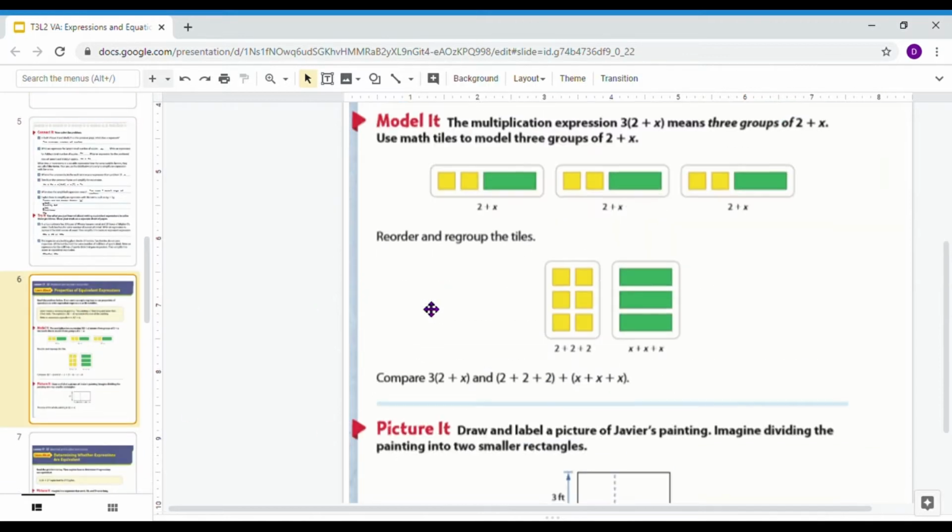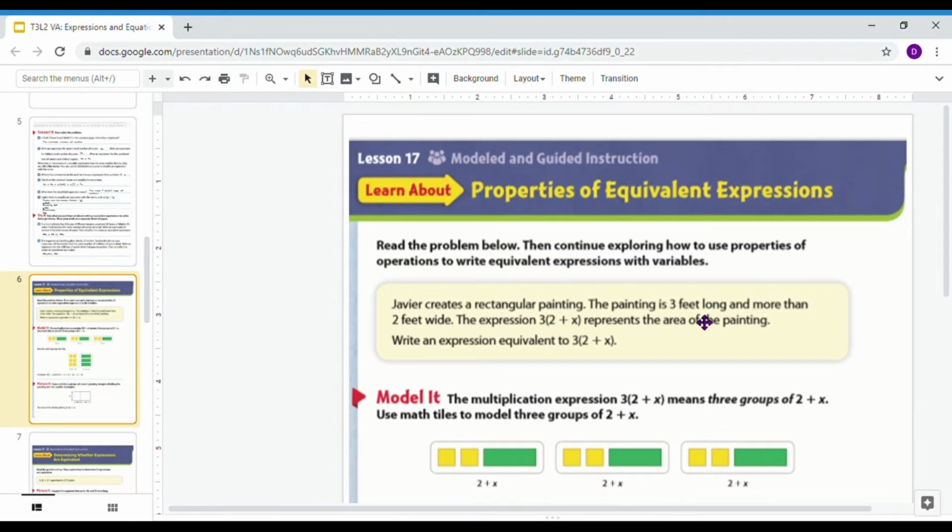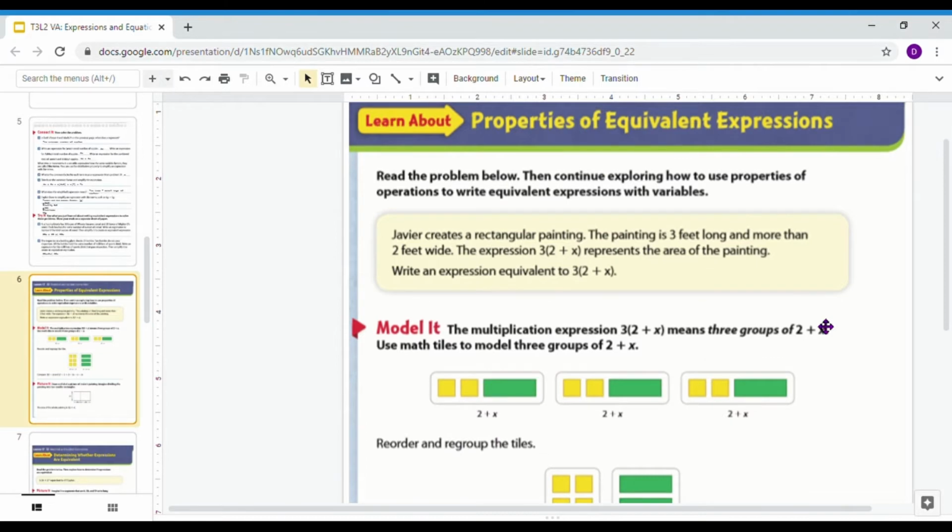So let's go on to the properties of equivalent expressions. So this is: Javier creates a rectangular painting. The painting is 3 feet long and more than 2 feet wide. The expression 3 times 2 plus x represents the area of the painting. Write an expression equivalent to 3 times 2 plus x.